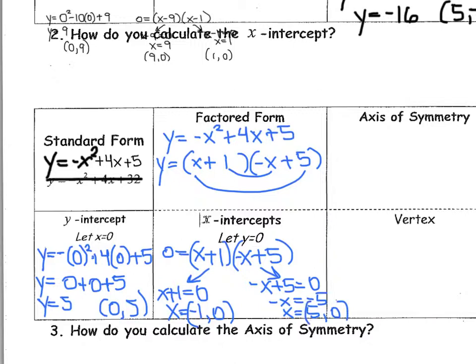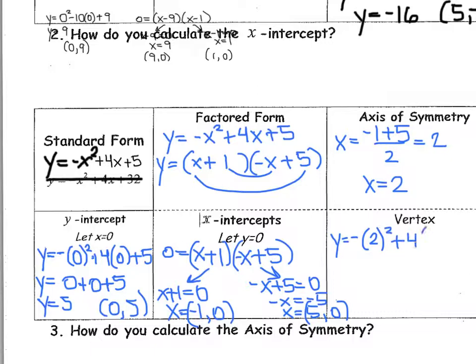Now the axis of symmetry and the vertex are going to be pretty similar to what you've done before. We have to find the average of the two x-intercepts. So it's -1 plus 5 divided by 2, which is 4 divided by 2, which is 2. So the axis of symmetry is a line, x equals 2. Now for the vertex, be careful when you plug in this 2, because it's the opposite of 2 squared plus 4 times 2 plus 5. Would you have caught that mistake, that this would be -4, not +4? -4 plus 8 is 4, plus 5 is 9. So our vertex is at (2, 9).